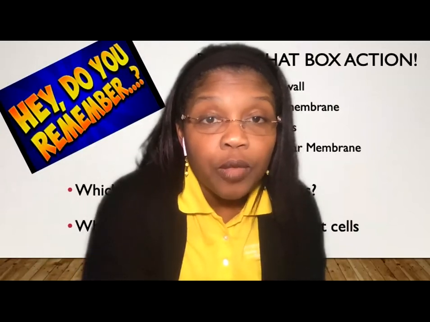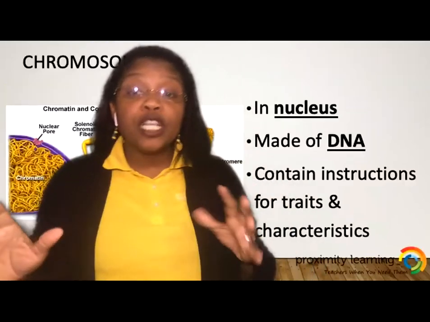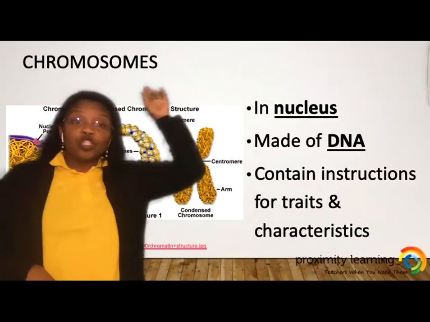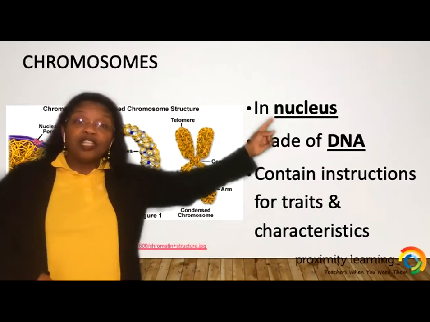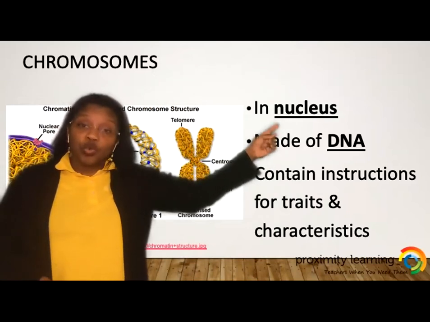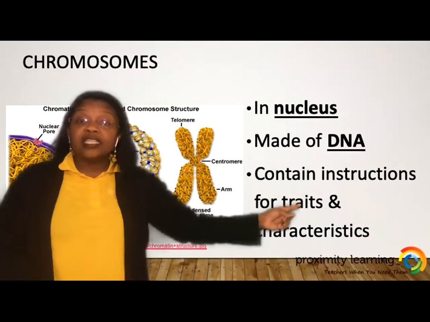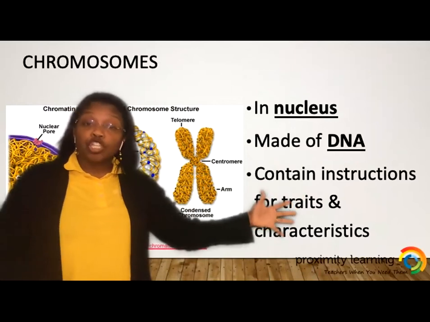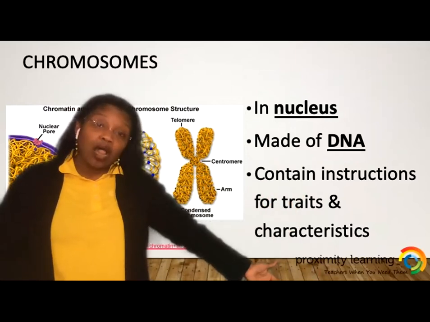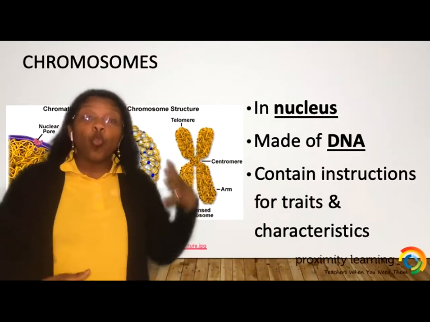All righty, here we go. So what else is in there? We mentioned a little about DNA. You guys know this word chromosomes, right? It's found in the nucleus, made up of DNA, and contains the instructions and traits and characteristics for the cell. This is what tells the cell what to be.